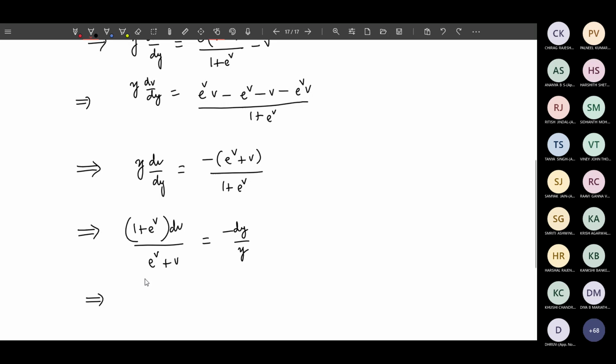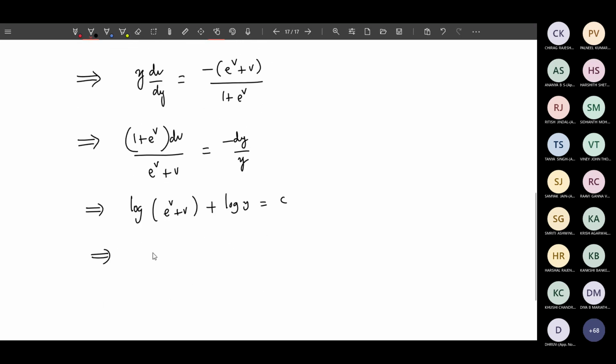Otherwise, 1 by you take 1 plus e power v dv, e power v plus v, right? Then it is directly, the numerator is the derivative of the denominator. So directly it is a formula: log of e power v plus v, plus, you take the right hand side here, log y equal to some c, because the numerator is the derivative of the denominator. E power v plus v derivative is 1 plus e power v. So your job is easier.